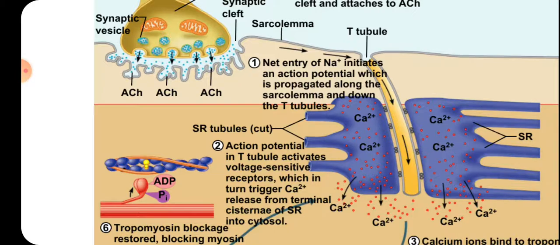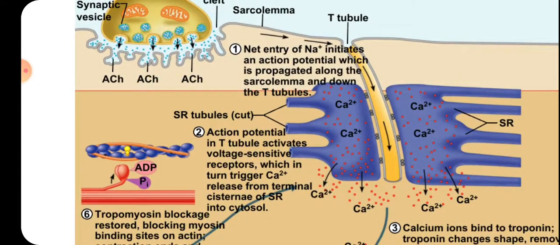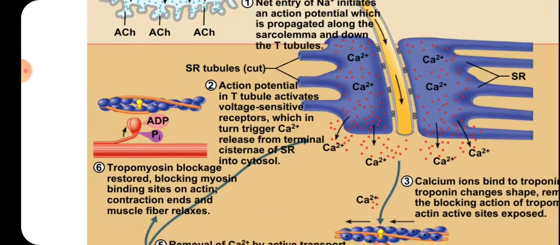In the second step, the action potential in the T tubule activates voltage sensitive receptors, which in turn trigger calcium release from the terminal cisternae of the sarcoplasmic reticulum, SR, into the cytosol. Here you can see the calcium ions are released into the cytosol of the muscle cell.